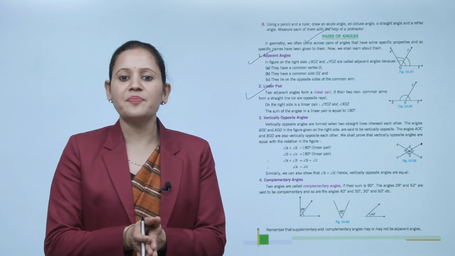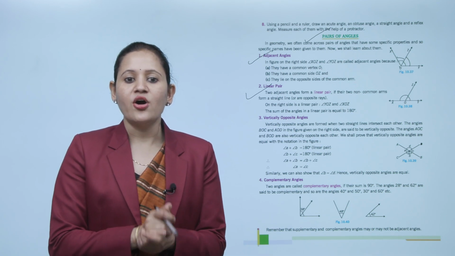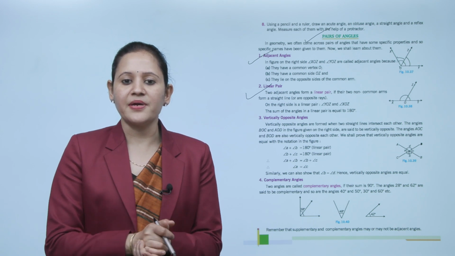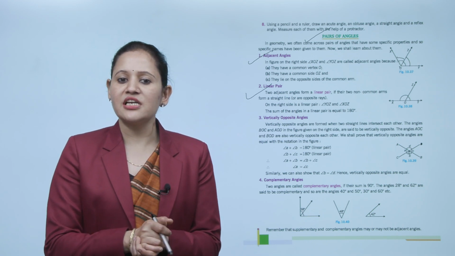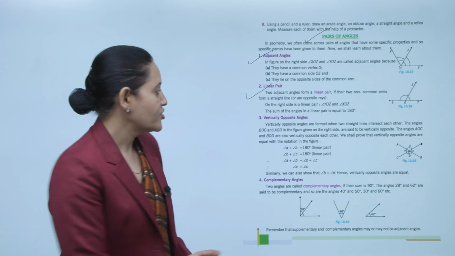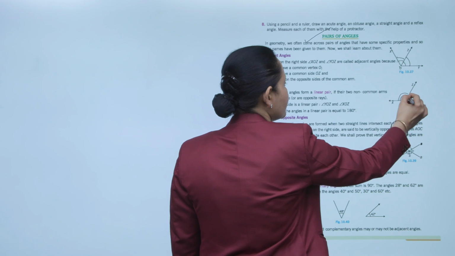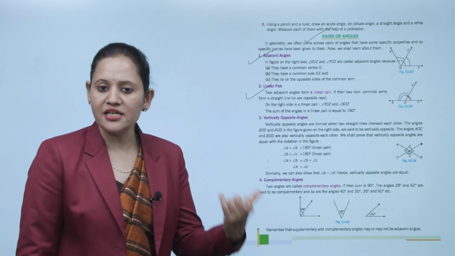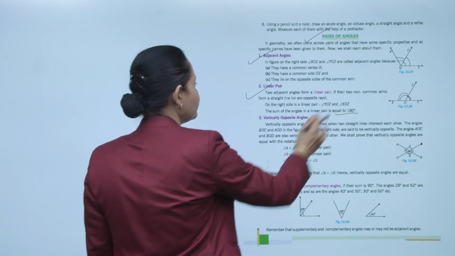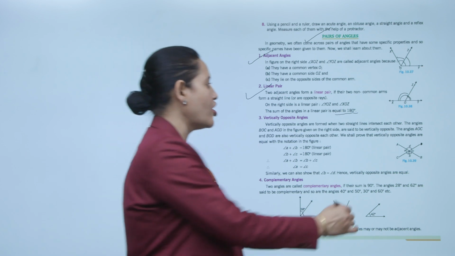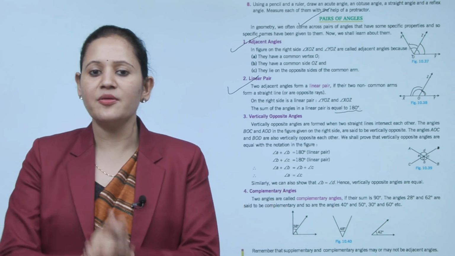Next is linear pair. Two adjacent angles are a linear pair if their two non-common arms form a straight line. On the right side, angle YOZ and angle XOZ are a linear pair. The sum of the angles of a linear pair is equal to 180 degrees. So here these two angles, XOZ and YOZ, are a linear pair. Their sum is equal to 180 degrees. Clear? They have one common arm, that is OZ, and the other two arms are on opposite sides.